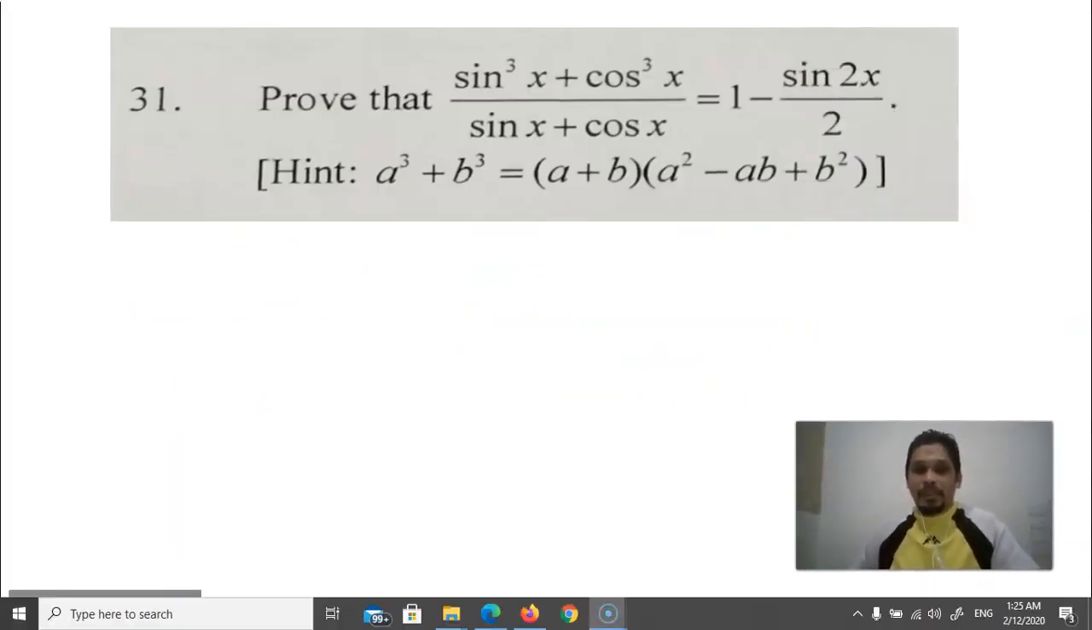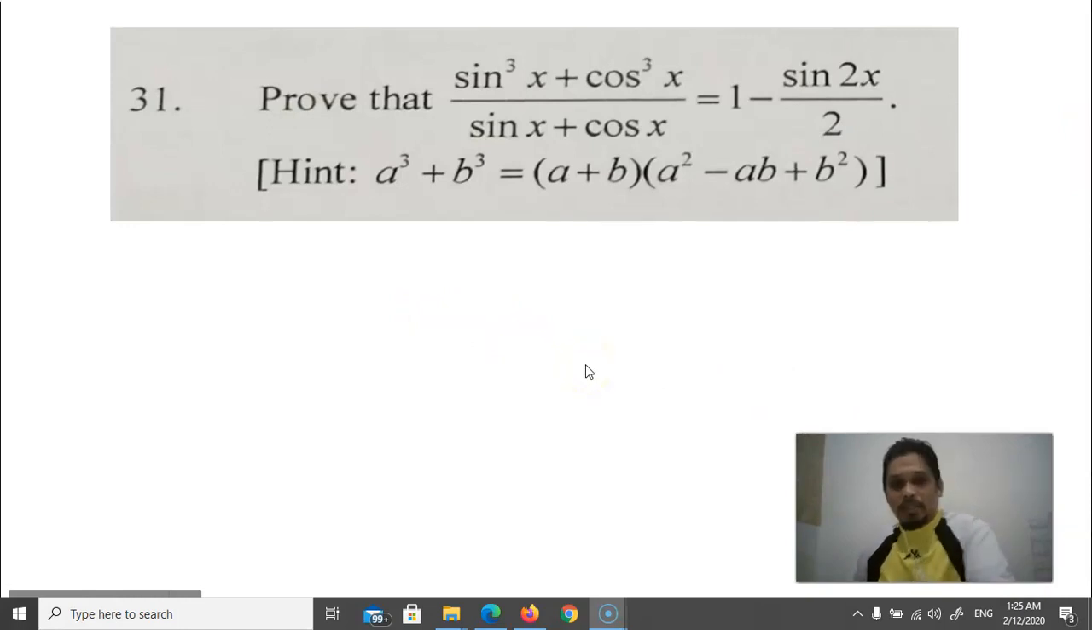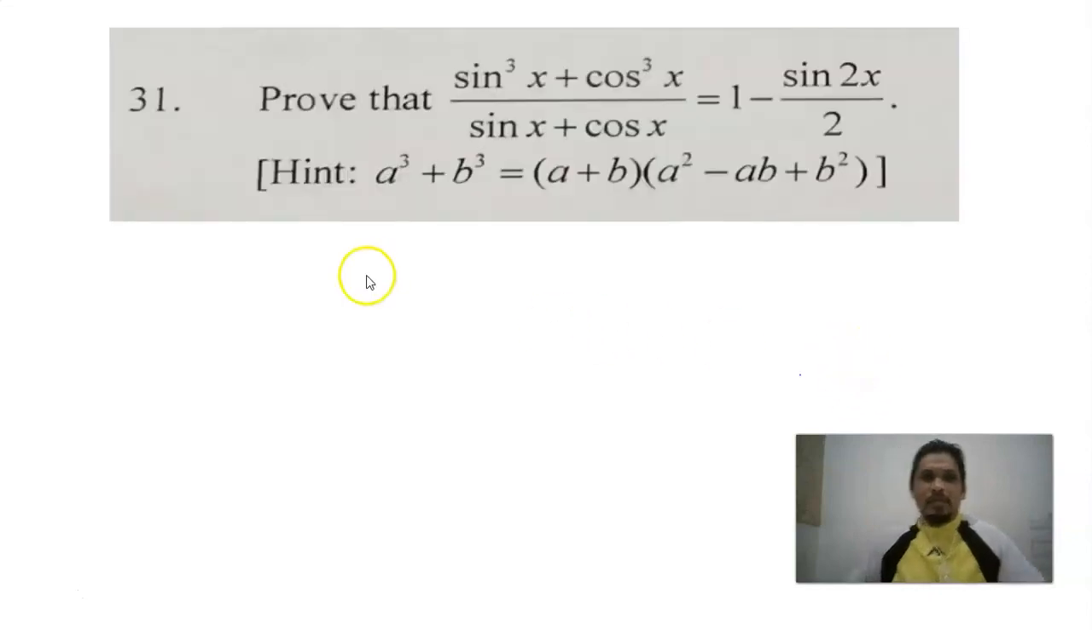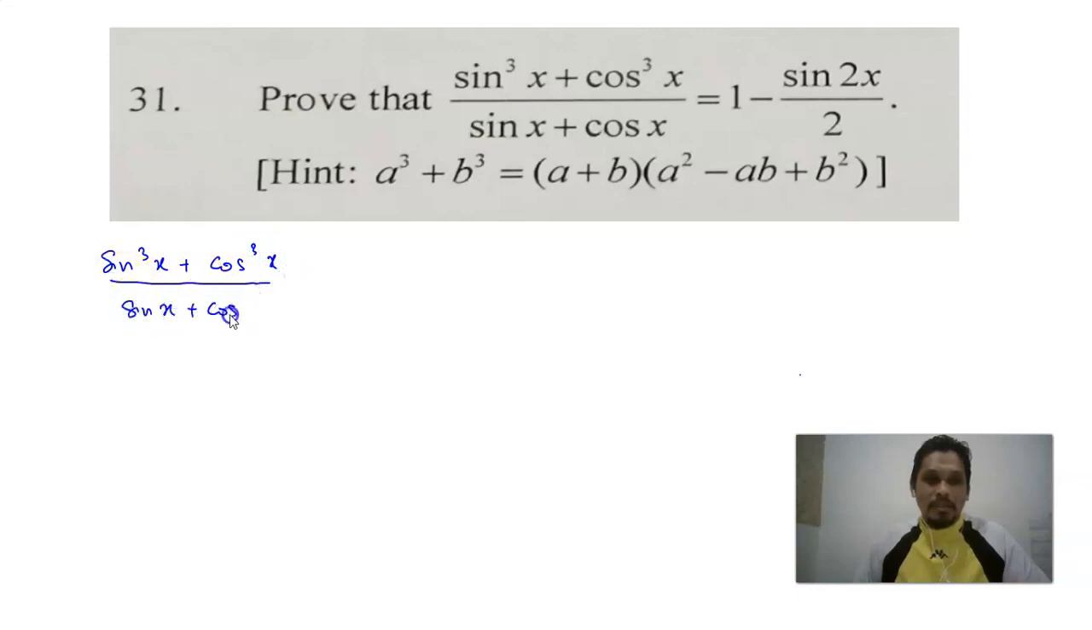Now, question 31. Do we have another? Oh, we're almost at the end here. Question 31: sine cube x plus cos cube x divided by sine x plus cos x. We are going to prove that this expression is equal to the one on the other side.